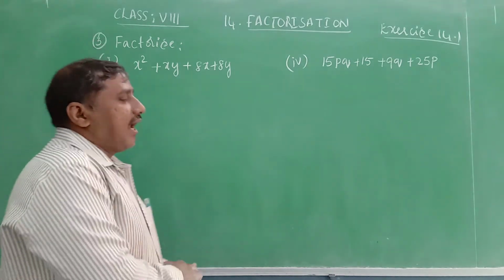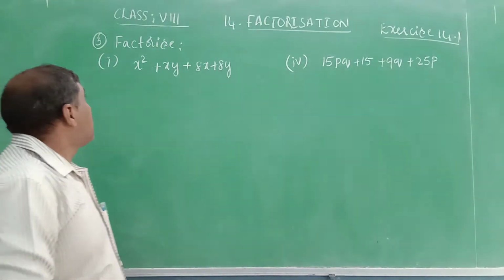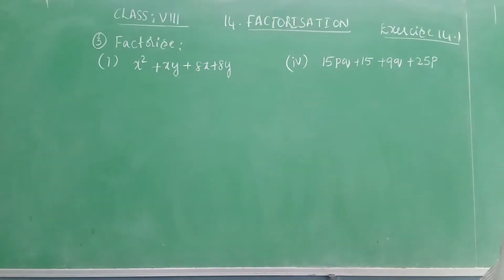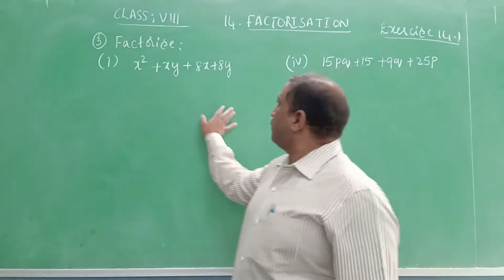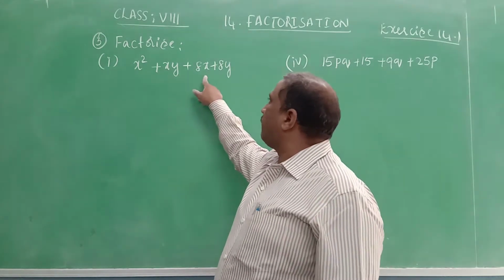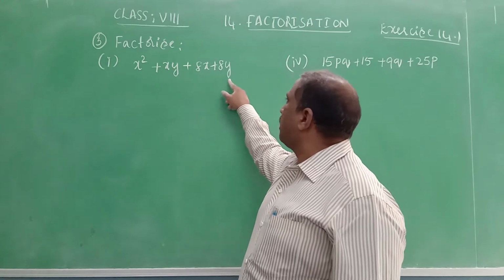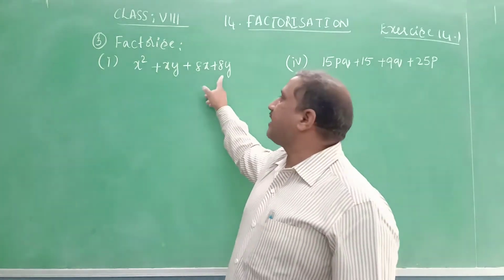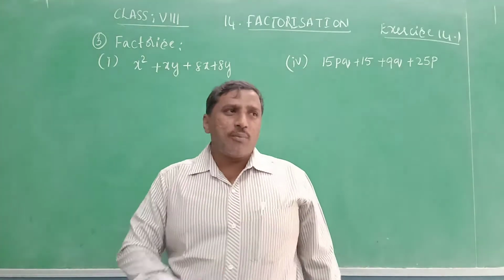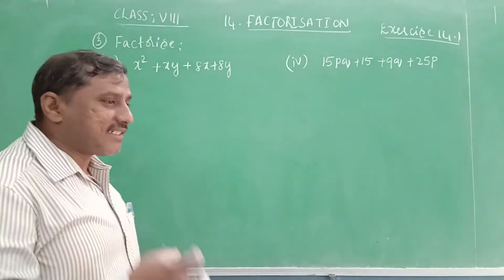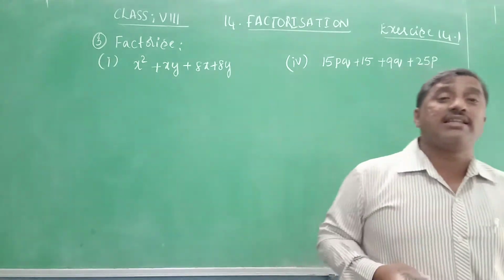Yes. Now, exercise number 14.1. Third bit, factorize. In that, the first question: x square plus xy plus 8x plus 8y. So if you observe, do you find any common term for all the terms? Yes, for these 3 terms you have x, for these 2 terms you have y, and for these 2 terms you have 8. And here we have x. But there is no common factor which is common to all the 4 terms. So if it is necessary, you regroup the terms and find the common factors.